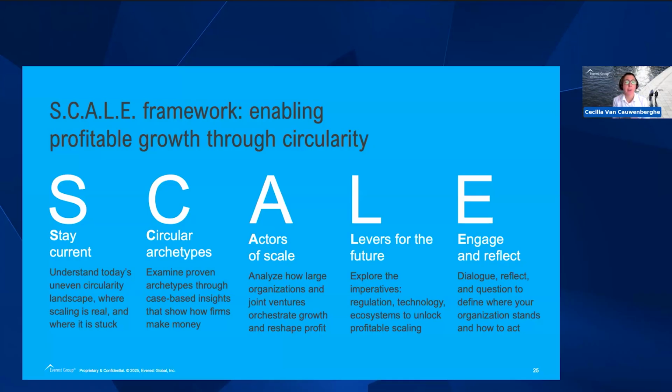So the S, Stay current. The first step is about visibility, knowing where you truly stand. Most organizations still measure circularity by counting projects. That tells you activity, not performance. So the relevant metric is the material circularity rate, the percentage of total input sourced from renewable or recycled feedstocks, verified by plant and procurement data.